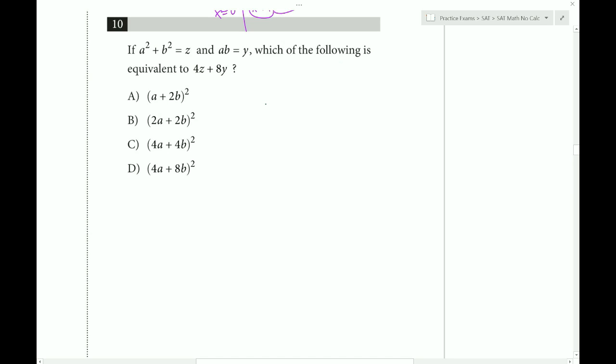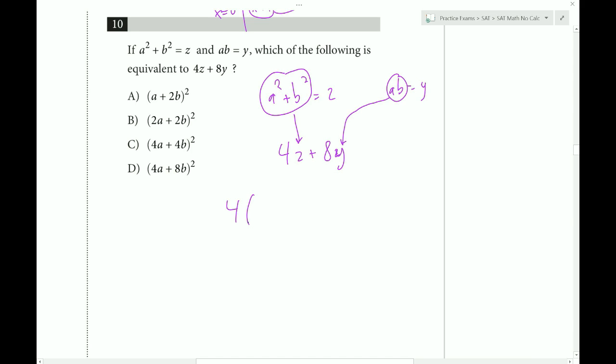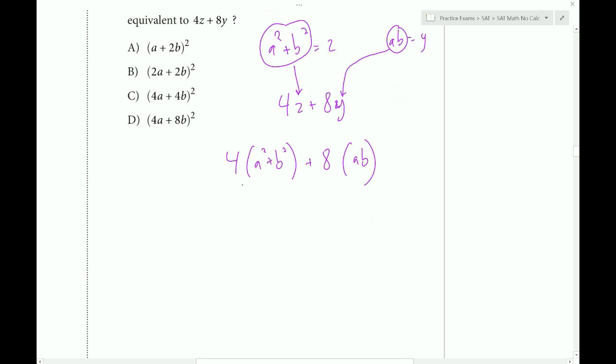A squared plus b squared is z, and ab is y. Which of the following is equivalent to that? All right. So let's see what they have in store for us here. So 4z plus 8y. So we probably should plug in our value for z here, and we plug in our value for y here. So 4 times this quantity plus 8 times this quantity, right? And we can distribute from here. So 4a squared plus 4b squared plus 8ab.